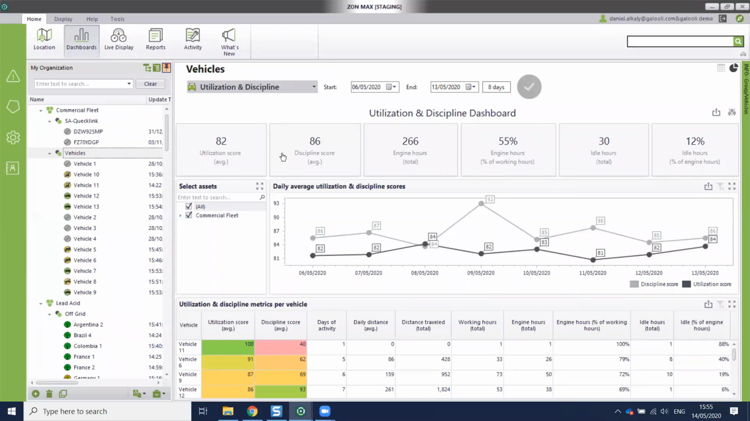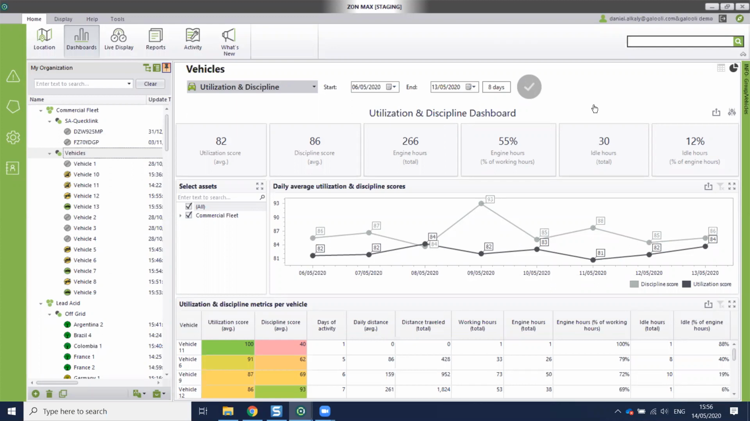So here we have the average scores. You can see the total engine hours. This is the actual utilization. Okay, so if I'm the fleet manager for this fleet, I can see that I spent 55% engine hours out of the working hours. Of course, this is up to the fleet manager to determine if this number is acceptable or too high or too low. And then we have 30 idling hours, and that's 12% of the engine hours was spent idling. In this case, this is actually much more objective, 30 hours. I'd say any idling hours is too long. Okay, 30 hours is quite a lot.